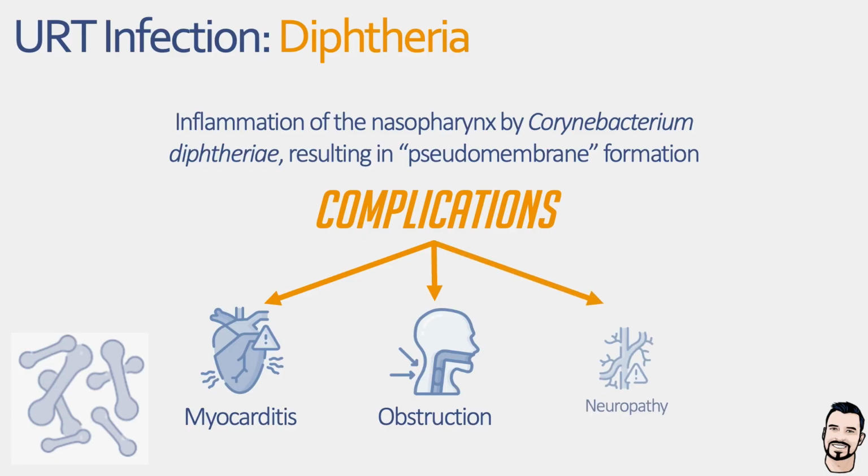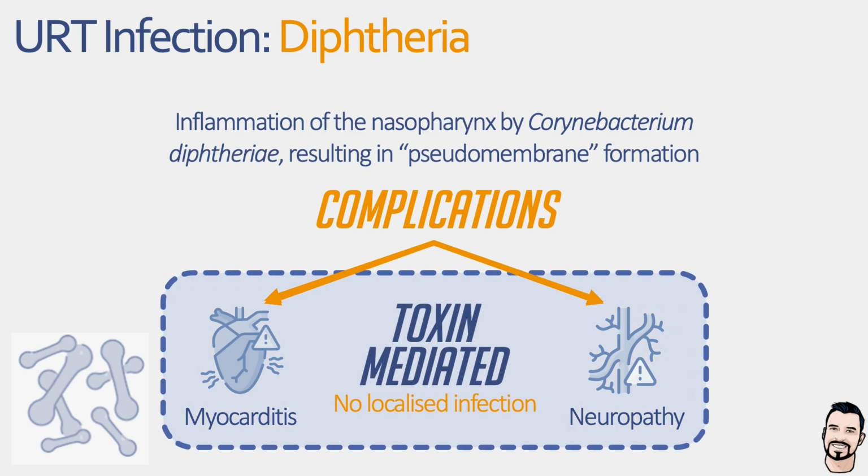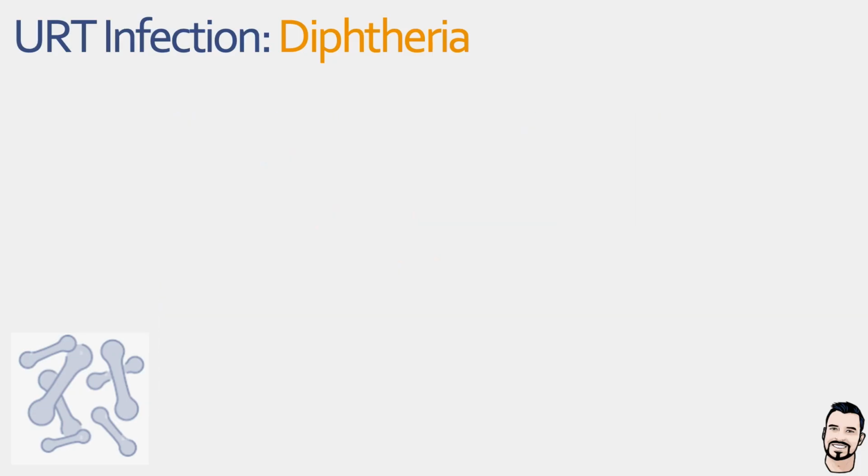And finally, we have neuropathy, which also results from DT toxemia, except peripheral neurons take up the diphtheria toxin, leading to the demyelination of neurons and the disruption of nerve transmission. Now, both myocarditis and neuropathy are examples of toxin-mediated complications, and so we need to remember that the infection is localized to the nasopharynx. Neither the heart nor the neurons are infected in these instances, and the pathology is entirely toxin-mediated.